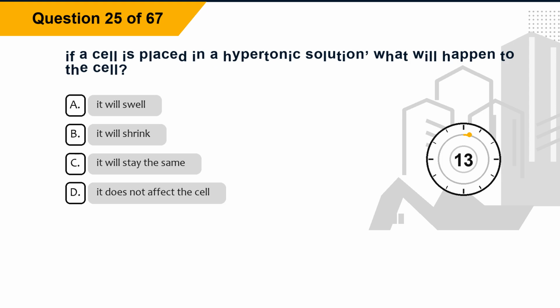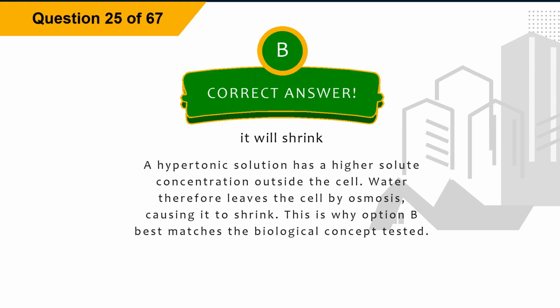Question 25. If a cell is placed in a hypertonic solution, what will happen to the cell? Option A, it will swell. Option B, it will shrink. Option C, it will stay the same. Option D, it does not affect the cell. The correct answer is option B, it will shrink. Explanation. A hypertonic solution has a higher solute concentration outside the cell. Water therefore leaves the cell by osmosis, causing it to shrink. This is why option B best matches the biological concept tested.